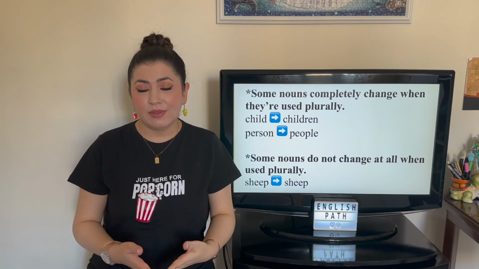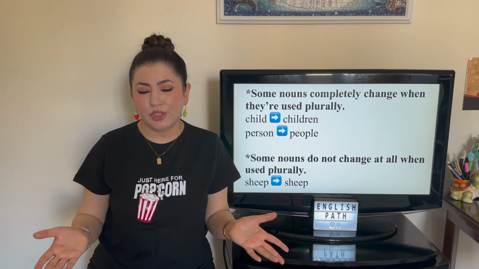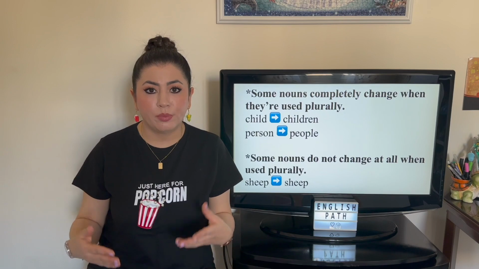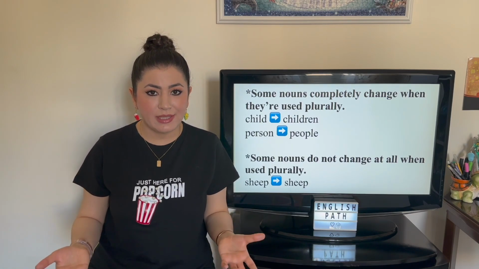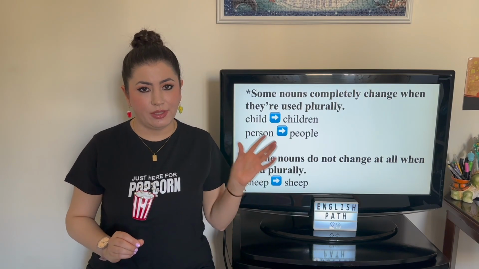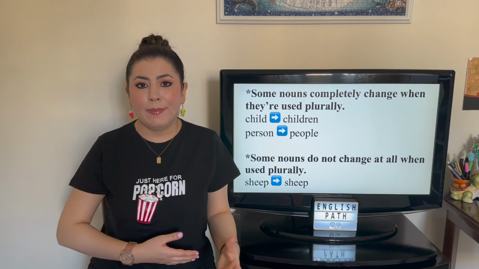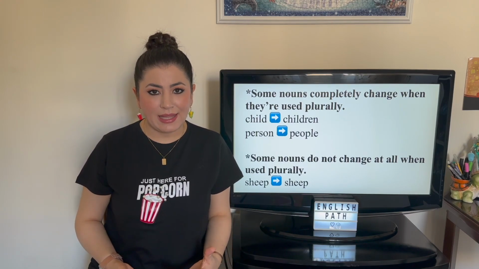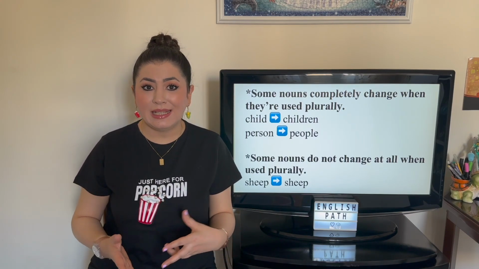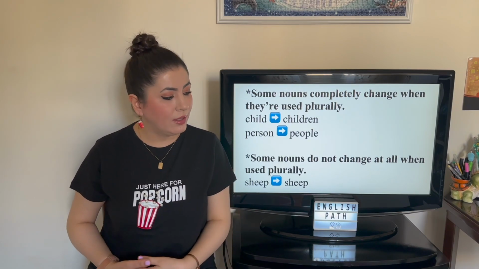Some countable nouns completely change when they're used plurally, like children, which is the plural form of child, or people, which is the plural form of person. It is a common mistake among English learners to assume children or people as singular nouns because they don't end in S. But always be aware of the fact that not all plural forms end in S. We have irregular ones and we need to learn them all.